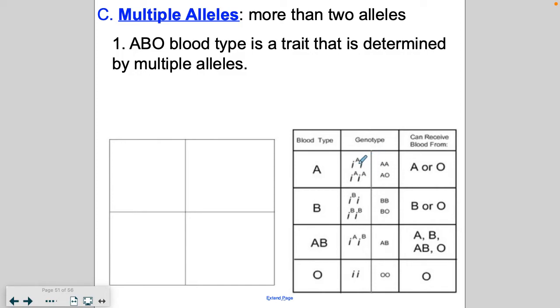IA, okay, with an I, or you could be homozygous dominant for the A. B, you could be IBi, or you could be homozygous dominant for B. AB, there's only one genotype, IA IB, and O is two little i's.